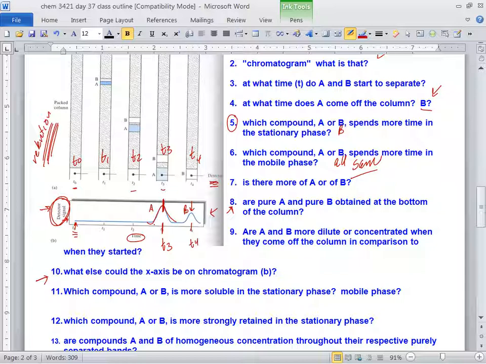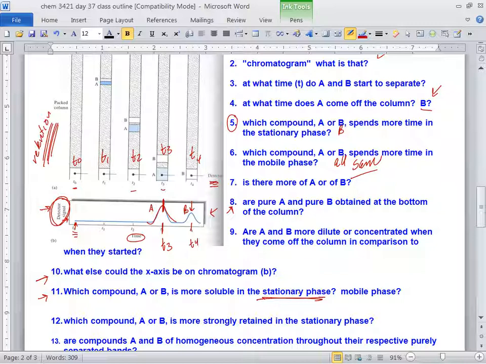Which compound, A or B, is more soluble in the stationary phase? Now we're getting into some chemistry here. Number 11. Which compound, A or B, is more soluble in the stationary phase? A. Do you agree? So if something is soluble in the stationary phase, what's the effect? It's really adhering well to that stationary phase. It's not moving very often, right? Because it's really soluble in the stationary phase, it comes out of the mobile phase and it sticks. Or with size exclusion, it stays there.